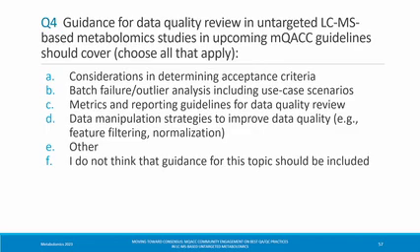So A, considerations in determining acceptance criteria. B, batch failure outlier analysis, including use case scenarios. C, metrics and reporting guidelines for data quality review. D, data manipulation strategies to improve data quality. So these are things like feature filtering or normalization. E, other. And F, I do not think that we need guidance for this topic. So hopefully the poll is running and you should be able to choose all that apply.